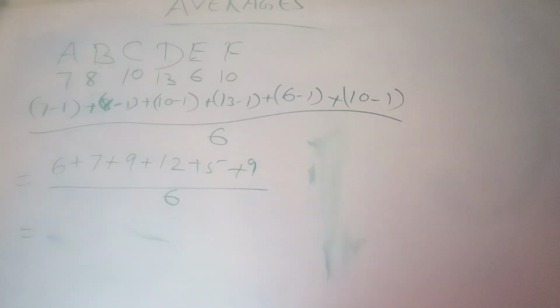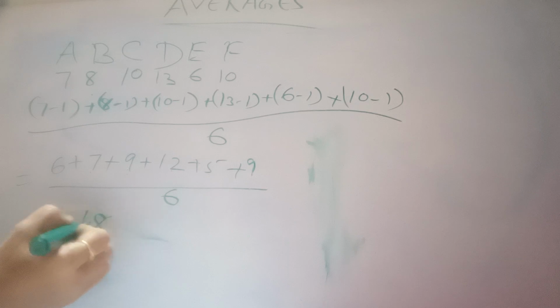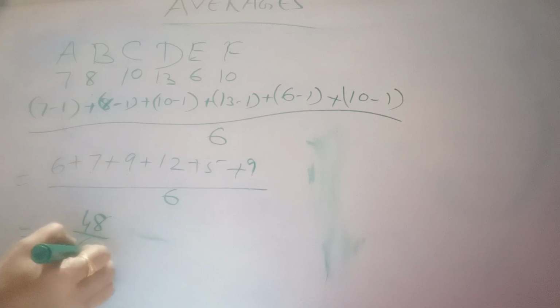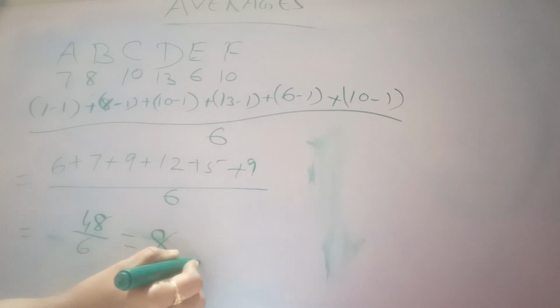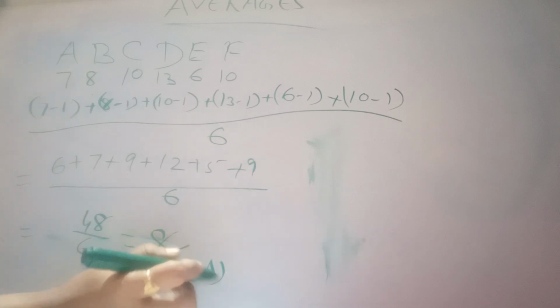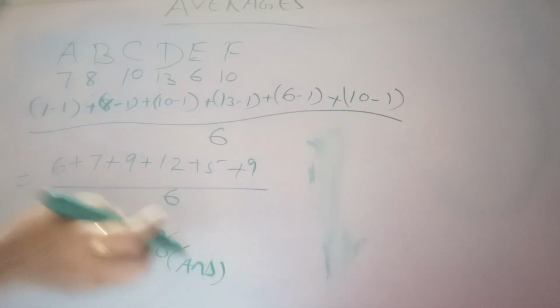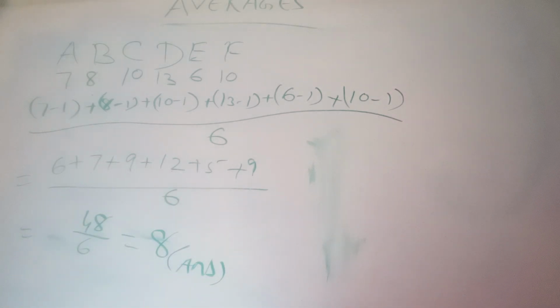I'll add. 48 divided by 6 equals 8. This is the answer. Now, next question.